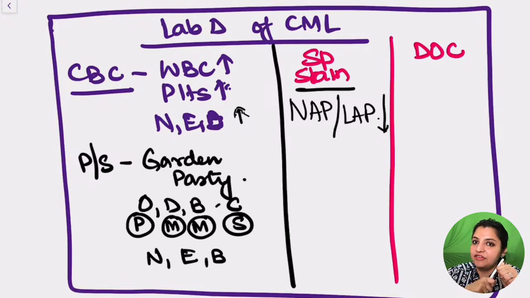Now, next question, can NAP be increased in CML? Yes, if the patient is having infections or the patient is going into blast crisis. These are the 2 conditions in which the NAP can be increased. Now, here is the question that they are asking you basically.